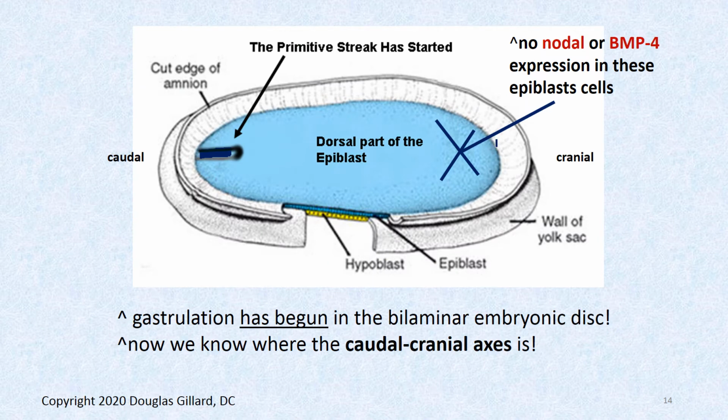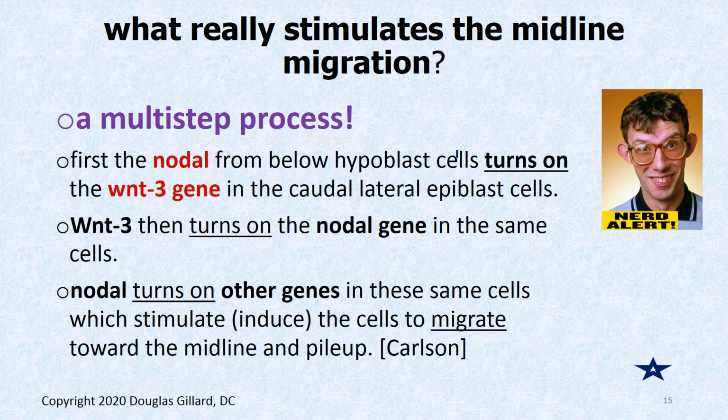All right, just another picture of it. Still have hypoblast and epiblast, but we've got this weird thing going on here, the primitive streak being built. We've got our caudal-cranial axis going on. Remember, no nodal or BMP4 for that matter is secreted up here, so that streak won't go in the wrong place. What really stimulates it? We've got to go a little deeper than this.